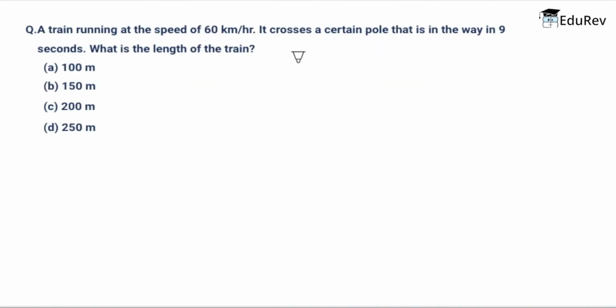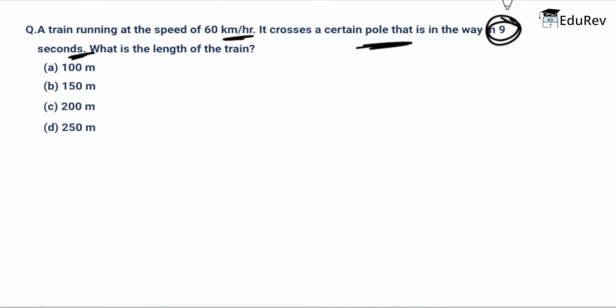So the first question states what? A train running at a speed of 60 kilometers per hour crosses a certain pole that is in the way in 9 seconds. Now what is the length of the train? Now the train crosses the pole in 9 seconds. This means that from the point when the engine or the front of the train crosses the pole to the point when the back of the train reaches the pole, we have what? Time equals 9 seconds. So 9 seconds is that particular time.